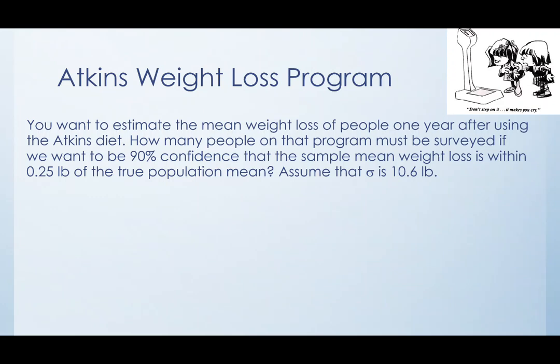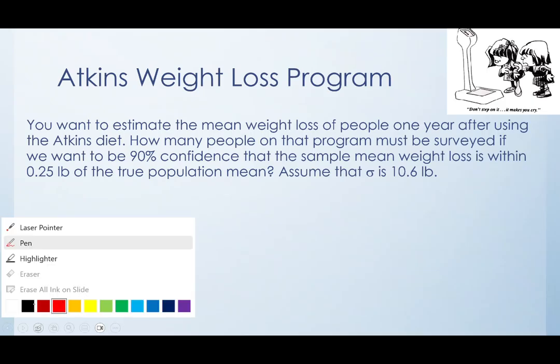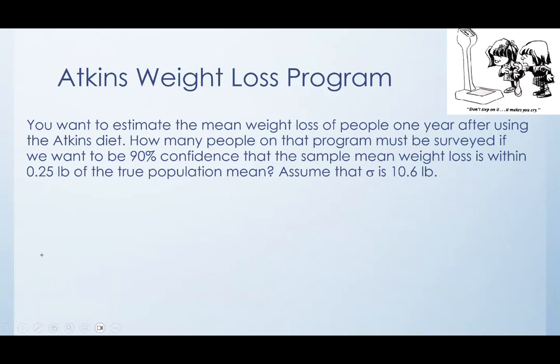All right, so in this example, we're looking at the Atkins weight loss program, which was a popular diet a few years ago. We want to estimate the mean. So anytime you see estimate, that means your ultimate goal is to do a confidence interval. We're estimating the mean weight loss 1 year after using the Atkins diet.